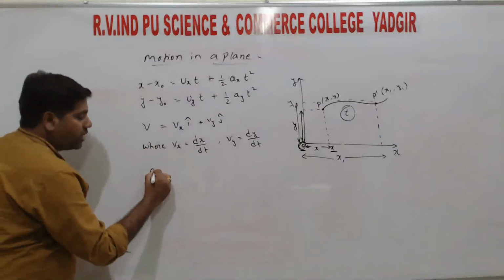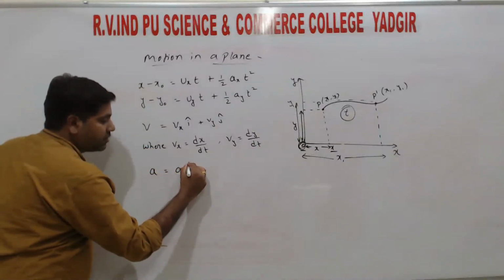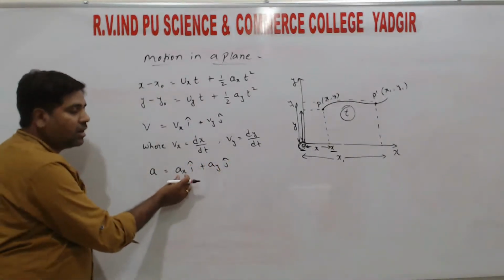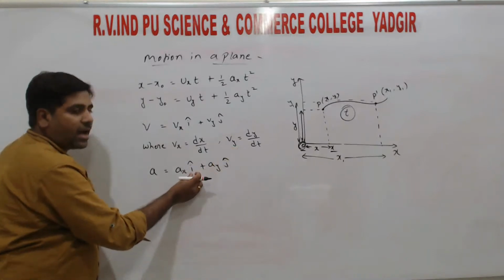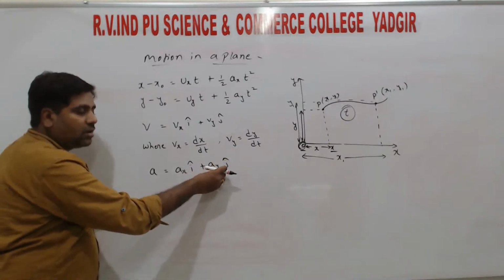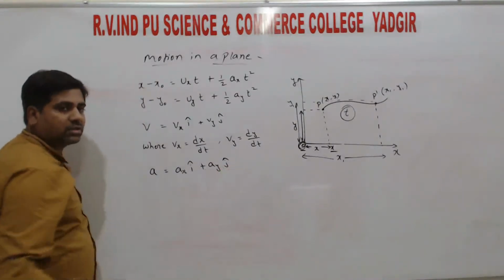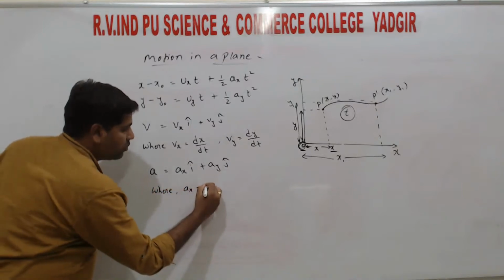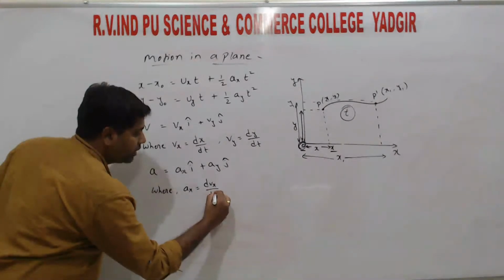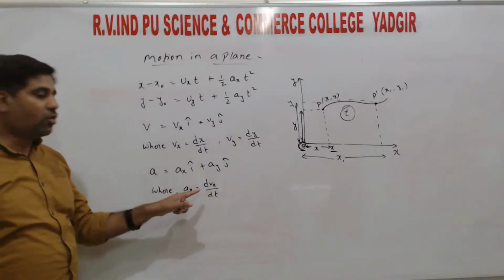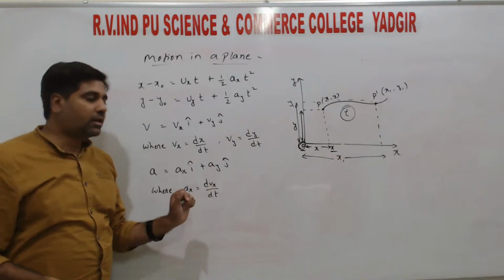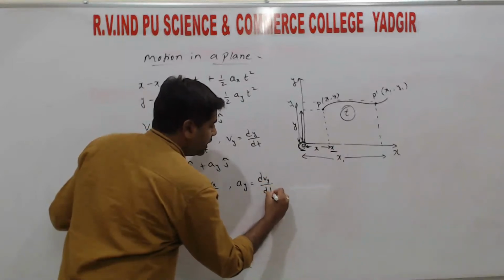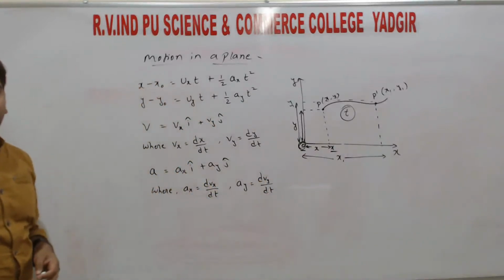Next, similarly, acceleration a equals ax i cap plus ay j cap, right? Where ax is the acceleration along the x axis and i is the direction, and ay is the acceleration along the y axis and j represents the direction, right? Where ax equals dvx by dt, that means change in velocity along the x axis to the time taken, and ay equals dvy by dt, that is change in velocity along the y axis with respect to time.